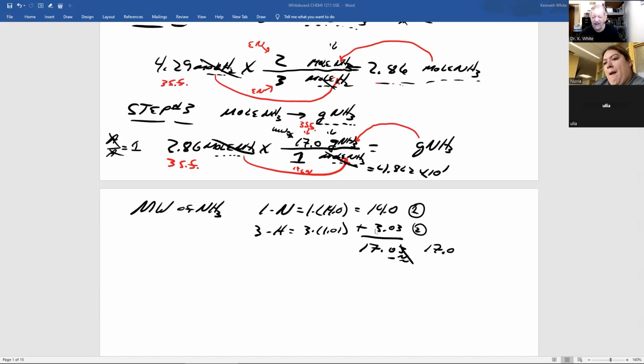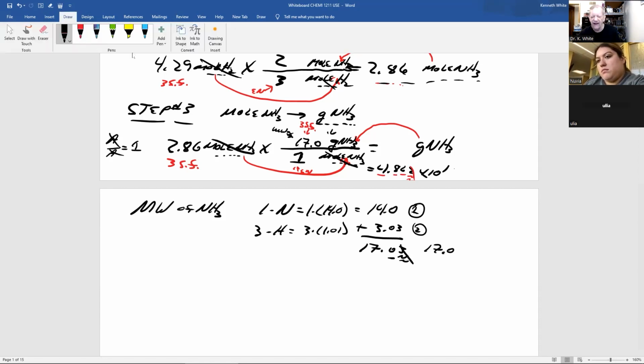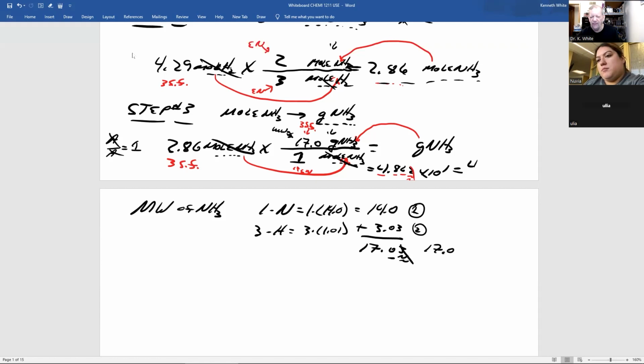Correct. Person who gave the right answer, keep the 4, keep the 8, keep the 6. Use that to round off. It's 4 or less, so I'll drop it. And my answer is 4.86 times 10 to the first grams of ammonia. And that's how you do it.